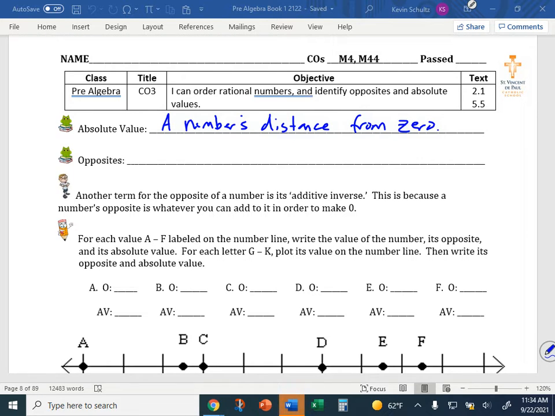Okay? And as Jack said in his example, the absolute value of 3 is going to be the same thing as the absolute value of -3, right? Because they're both the same distance. They're both 3 numbers away from 0.